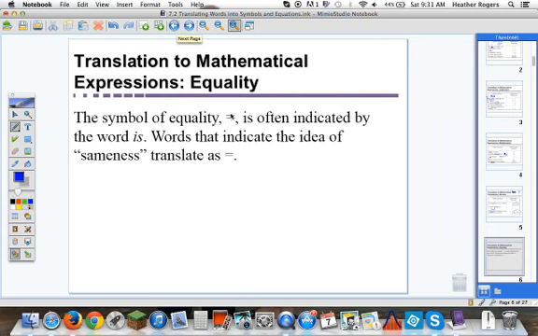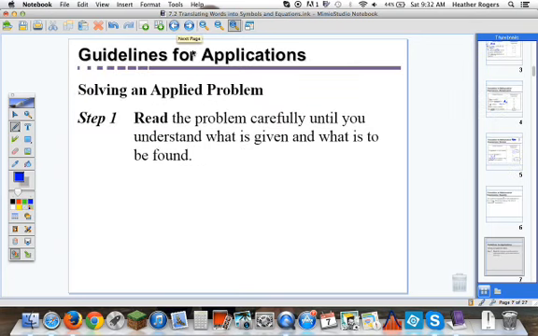The symbol of equality, equals, is the word is. Anytime we see is, we're thinking equals. We saw that in the percent problems previously. Okay. So, guidelines here, and you can write these down. I'm going to go quickly through them. Pause if you need to. These are just steps in the process. Some of you may know them. Some of you, these might be new. If they're new, please take the time to go through these, use them as a guide. Okay, this is a good guideline if you need to.